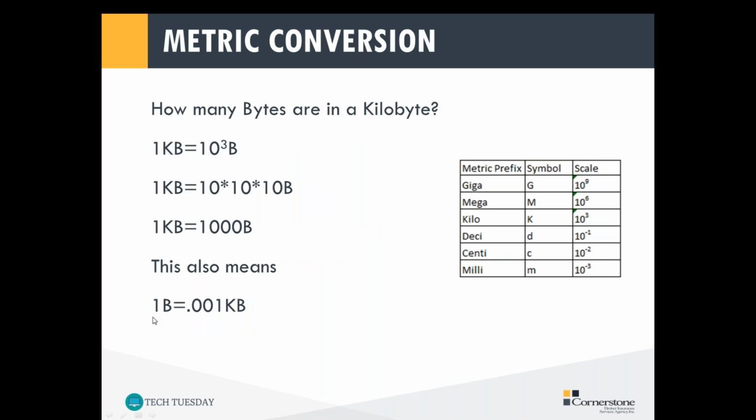Here's just a general example of how you would convert between the two. If we have 1 kilobyte, that's equal to 10 to the third bytes. So 1 kilobyte equals 10 times 10 times 10 bytes. So 1 kilobyte equals 1,000 bytes. It also means that 1 byte is equal to 1/1000th of a kilobyte.